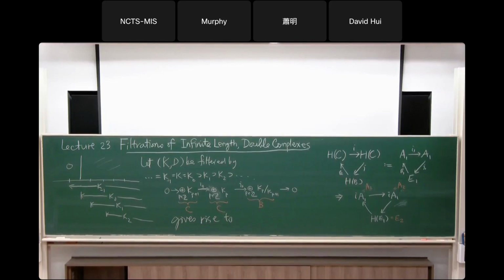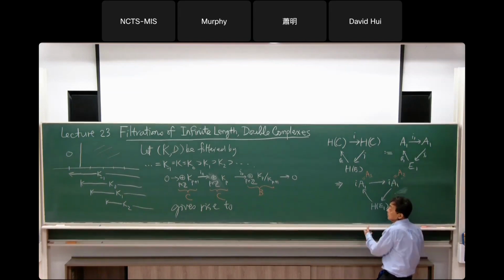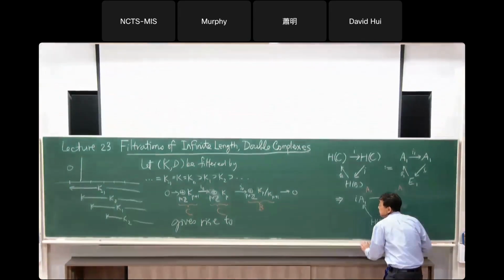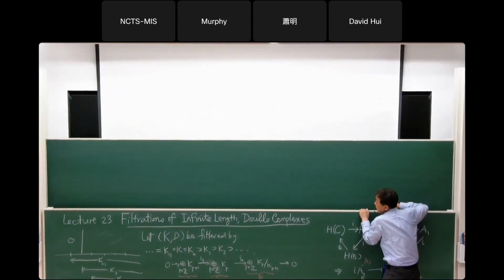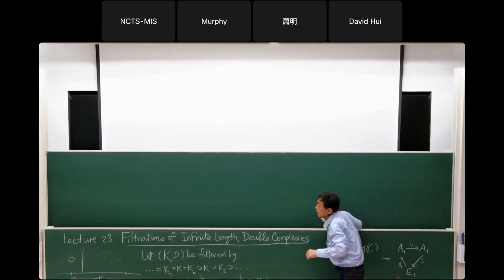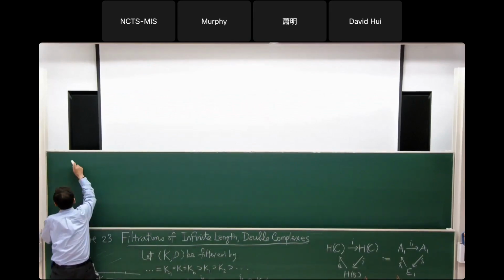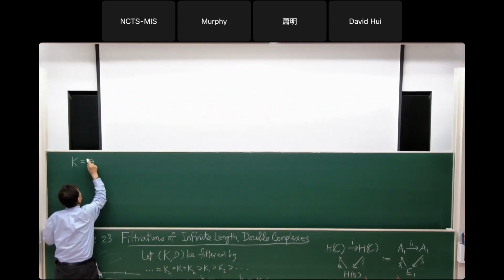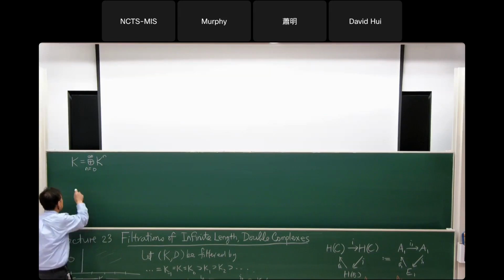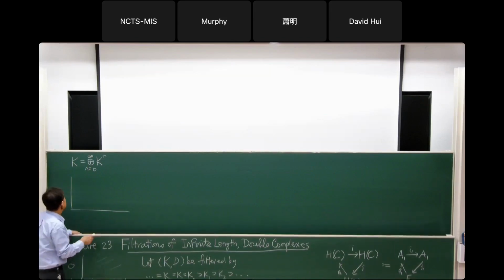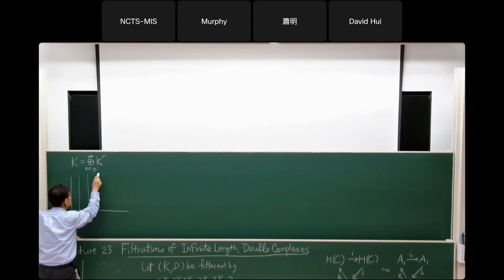Okay, so it might be that the filtration goes forever. However, it could be that this complex K is graded. And it might happen that in each degree, the filtration is finite. So the picture might look like this.